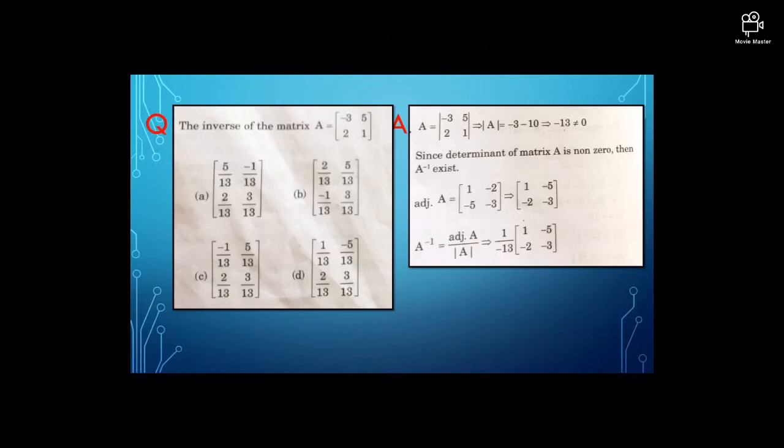So A inverse is adjoint A by determinant A. Determinant A, we are getting it as minus 13. So this is equal to 1 by minus 13 into [1, minus 5; minus 2, minus 3].